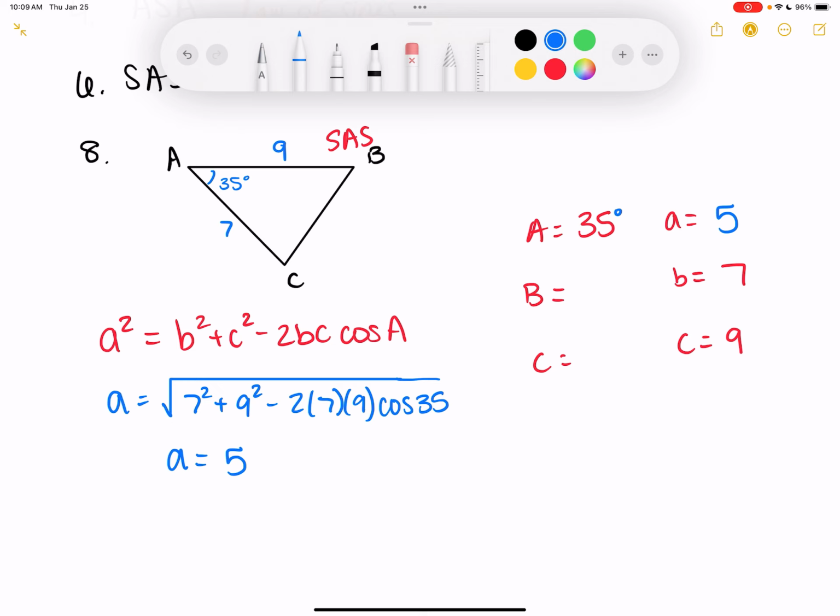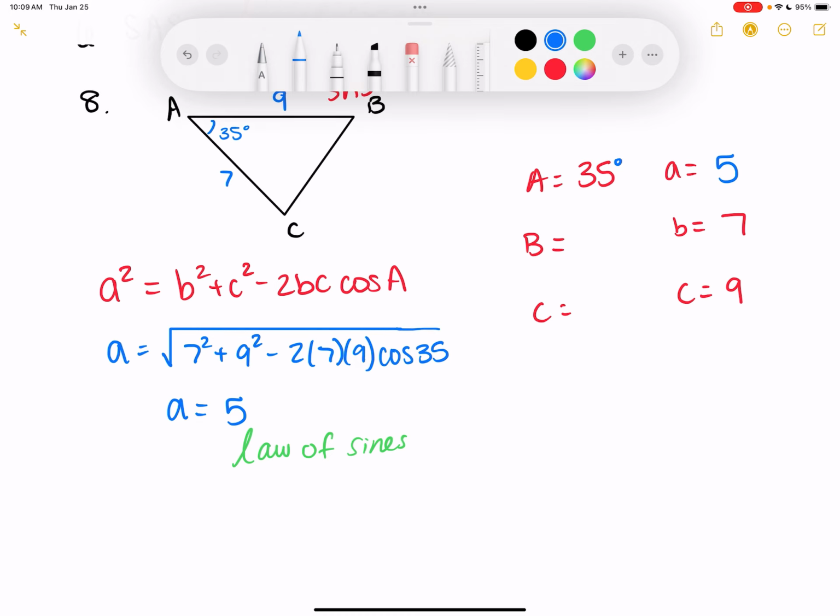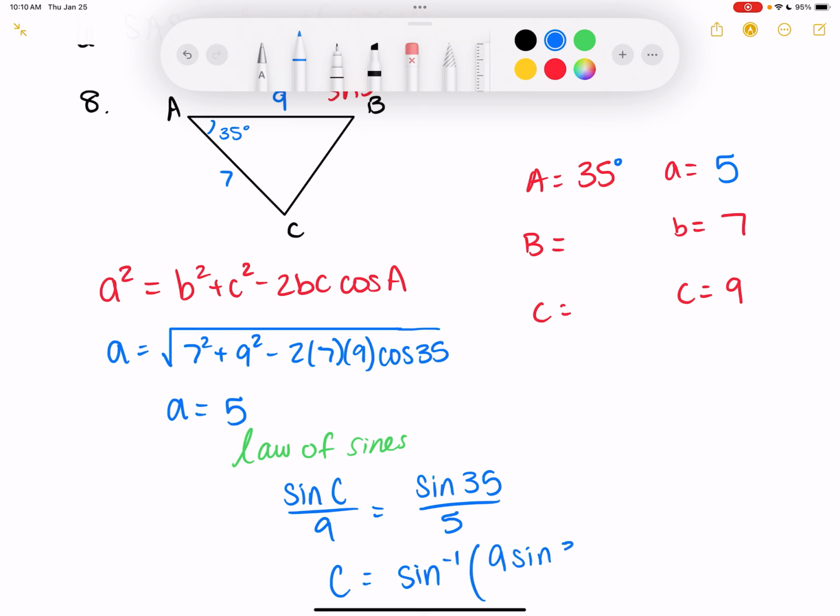So what you can do at this point is you can actually switch to law of sines now. So I'm going to switch to law of sines because once I have more information, I can now use that, which is obviously an easier formula. And we're not finding h or anything. We're just continuing the process of finding these last two pieces. So I'm going to do angle C first. So sine of C over 9 is equal to the sine of 35 over 5. So C is going to be equal to the inverse sine of 9 sine of 35 over 5.